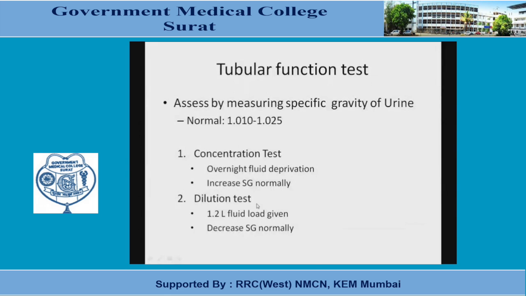The second test is the dilution test, in which a fluid load is given. Around 1.2 liters of fluid is given to the patient. After that, at 1 hour intervals, 4 samples are taken. In at least 1 sample from among the 4, urine specific gravity should be less than 1.01. It is suggestive of the normal dilution function of the renal tubular cell.